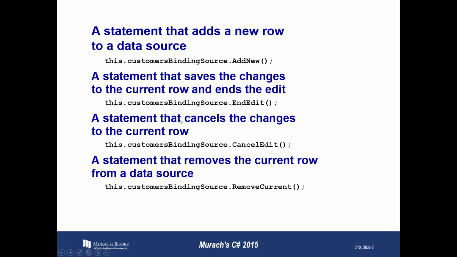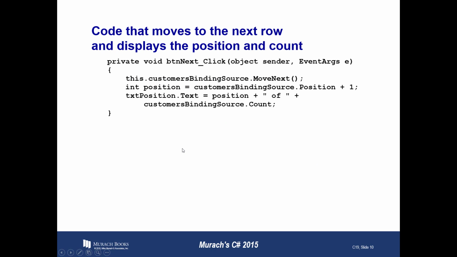They've got some examples here, and you'll notice the word this that we see in many different programming languages. This means the current one. So this is the current row, for example. All right, here's code that moves to the next row and displays the position and the count.